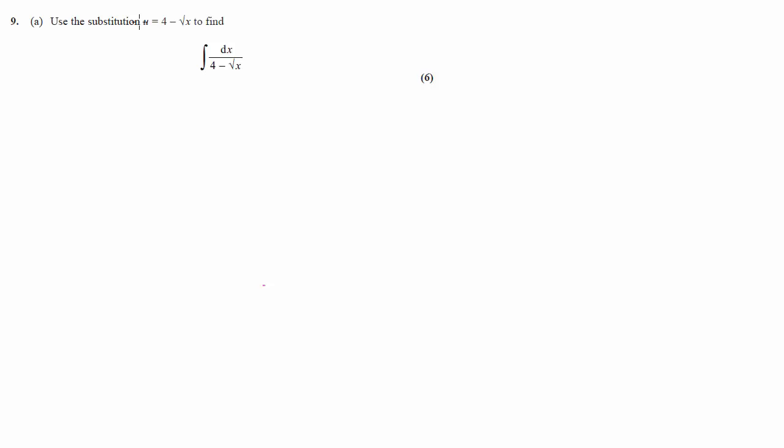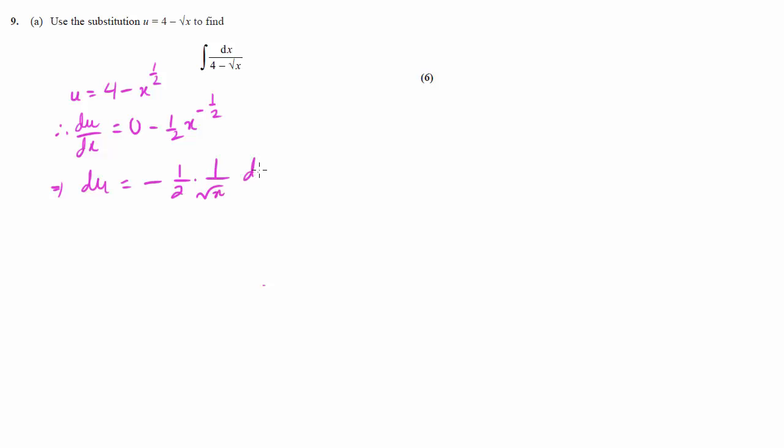First of all, we have u. So u equals 4 minus x to the power half. If we differentiate this, du by dx, the differentiation of 4 is going to be 0. So this is going to be minus half x to the power half minus 1, which is minus half. So we can write du equals minus 1 by 2 into 1 by square root of x dx. If you cross multiply, it is going to be minus 2 square root of x du equals dx.